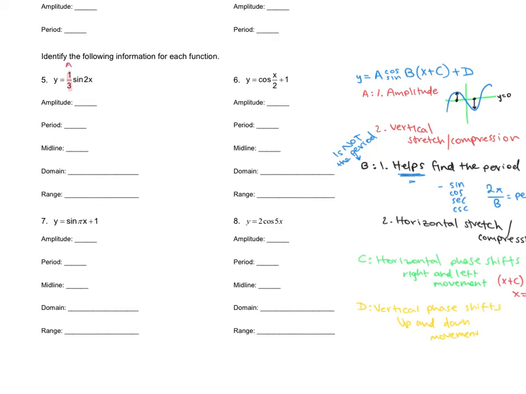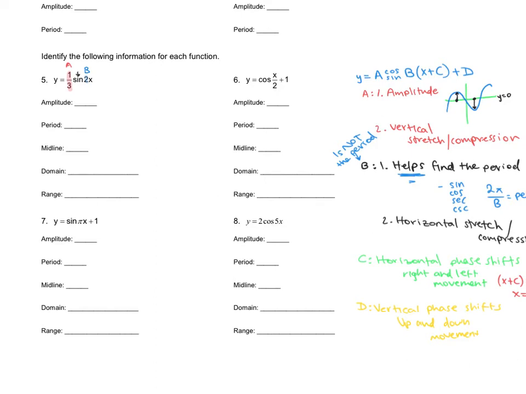Then we have our indicator, so that's sine, so we know what the graph will kind of look like. We've got a general idea of what it will look like. And then right after that sine, we have a 2, so now we know that 2 is our B value. Whatever comes right after that indicator is our B value.